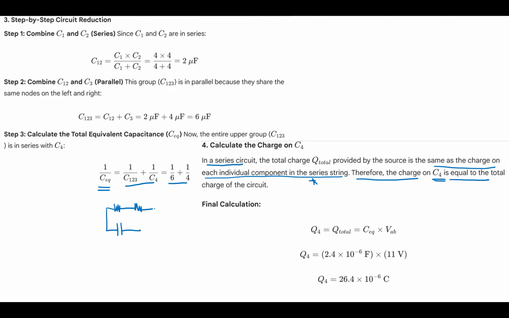So in other words, if there is a voltage here, and C123 and C4 are in series, then we have the same Q. So if you go back to the capacitor, you will find it, okay? So Q4 is going to be Q total, and it's going to be this one, C equivalent times voltage, then Q4 is this one.